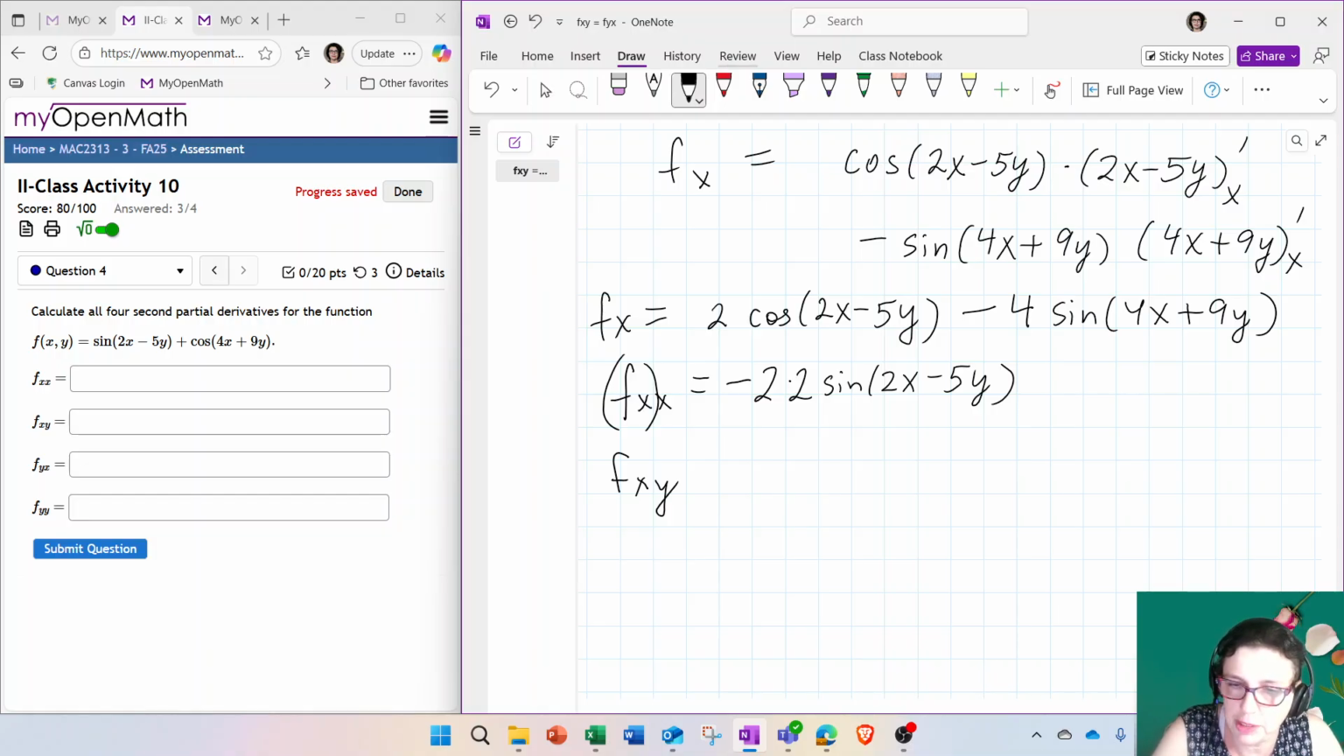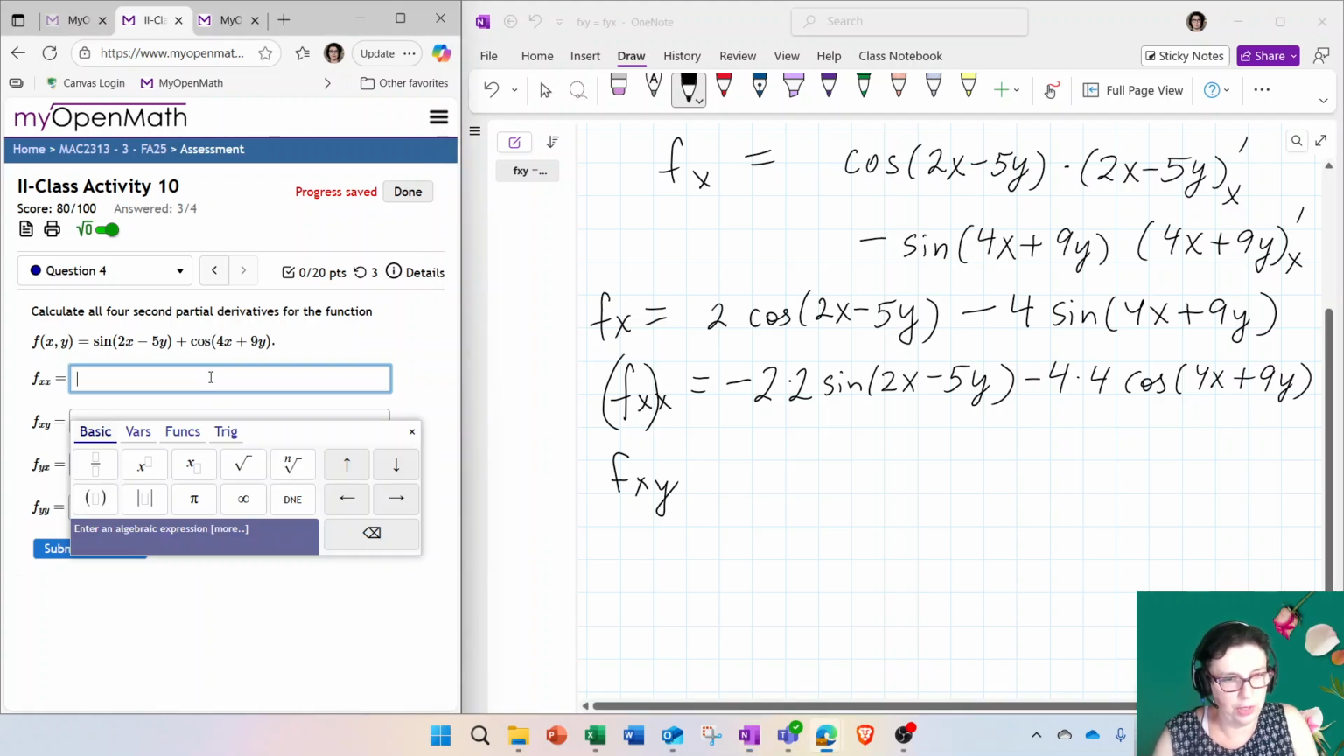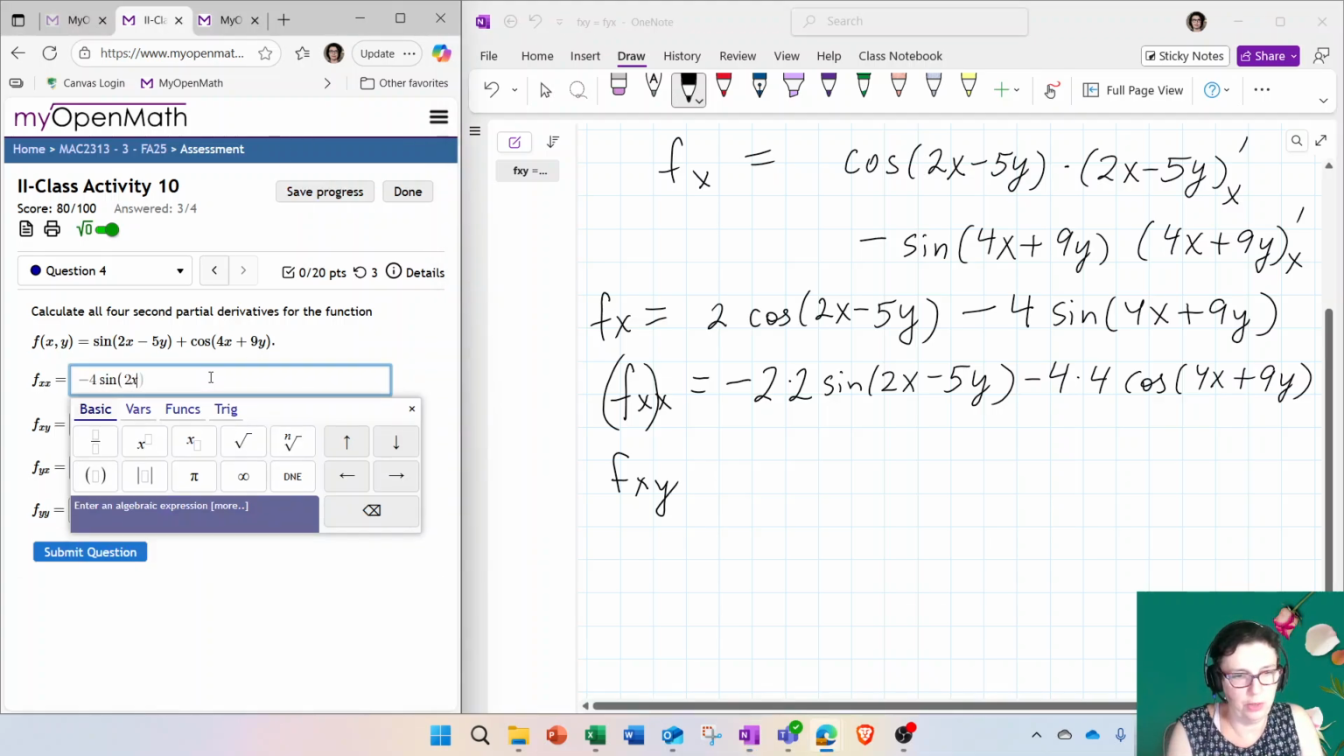Okay, what about this other term? Well, sine of a thing is cosine of the same thing, multiplied by the derivative of the thing, which is 4x plus 9y, with respect to x, which is going to give us another 4. Okay, so I already know that this one is going to be negative 4 sine(2x minus 5y) minus 16 cosine(4x plus 9y).